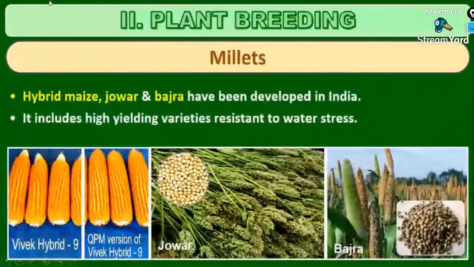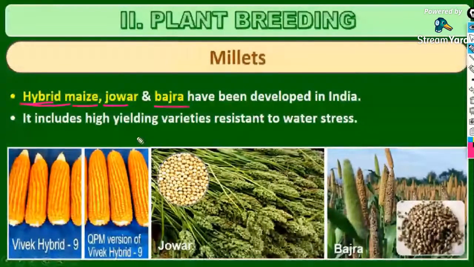Next is millets. Hybrid maize, jowar, bajra have been developed in India. It includes high yielding varieties which are also resistant to water stress. Okay. Examples are hybrid maize, jowar and bajra, for example Vivek hybrid 9. All these are examples of different types of crops.